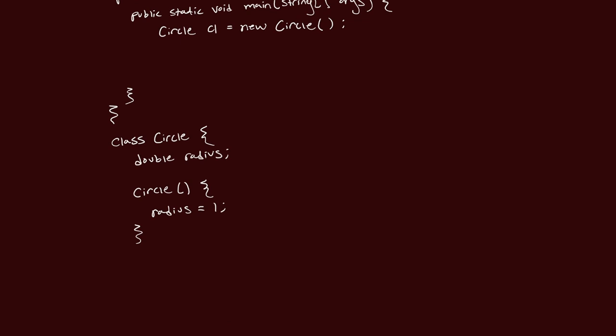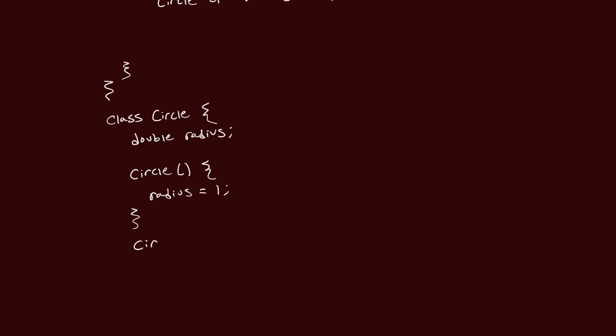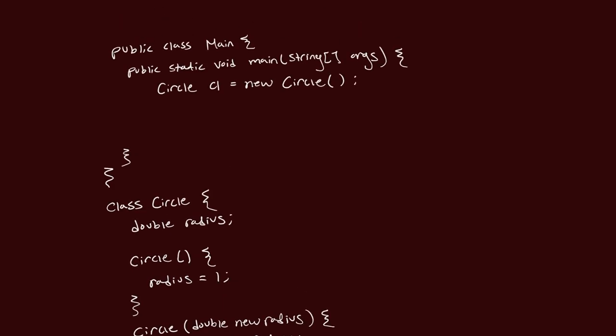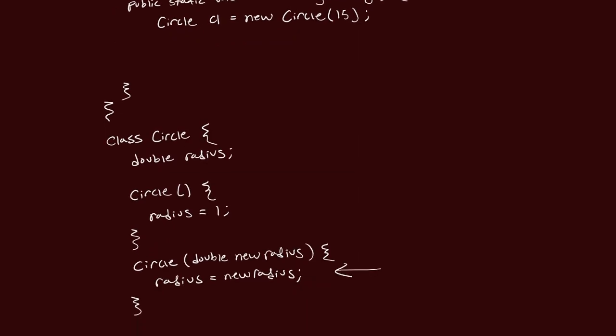And we can set up another constructor where we do pass in parameters, so we'll do double newRadius. Okay, so if we pass in, let's say, 15 instead, we would call this constructor. But if you pass in nothing, we would just call this constructor. Okay.